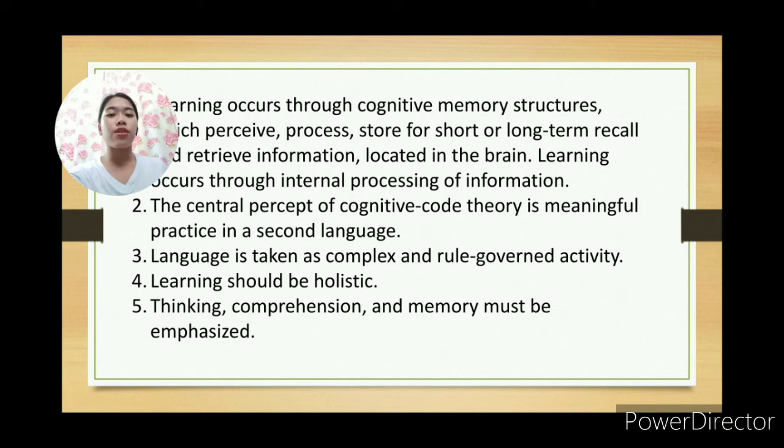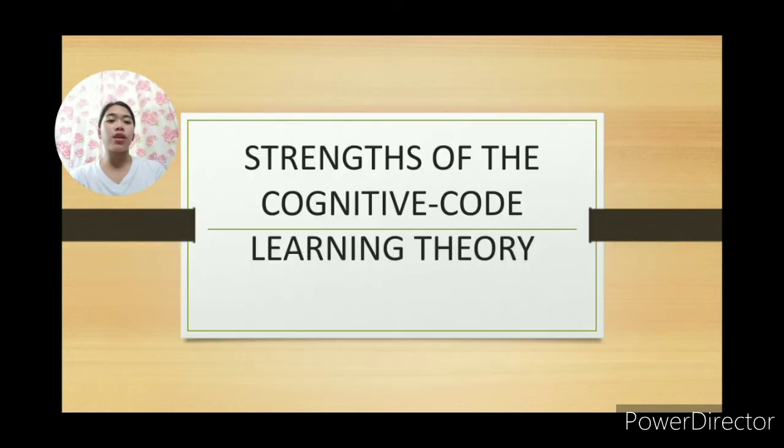It is said that learning is holistic. Learning should deal with the whole of something or someone, but not just a part. In cognitive code learning theory, we should be able to express thinking and comprehension skills in order for us to understand a certain topic. Next is strengths of the cognitive code learning theory.